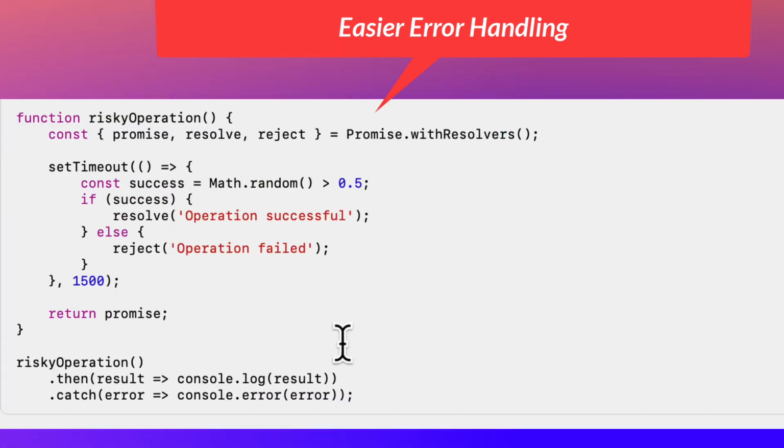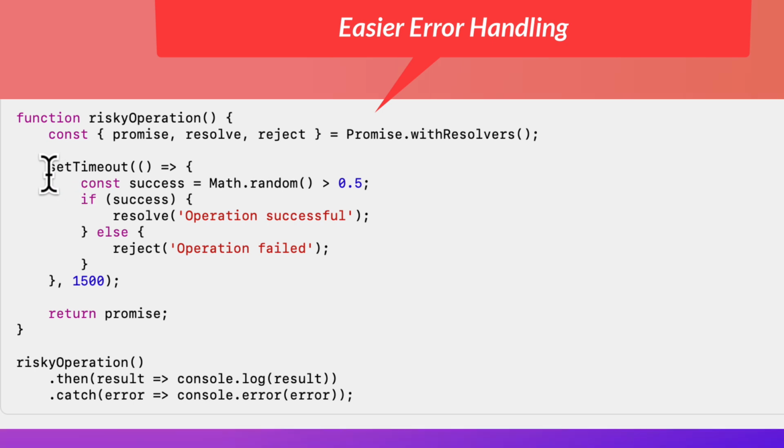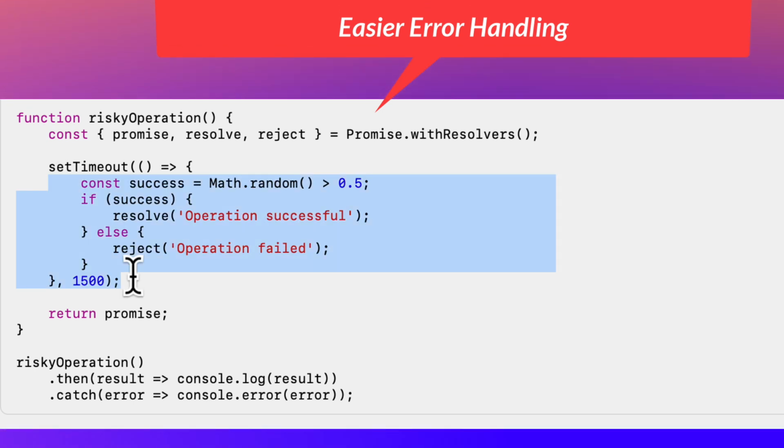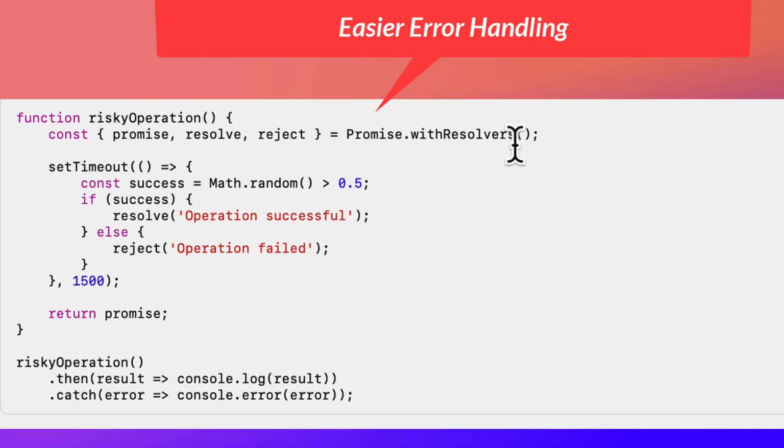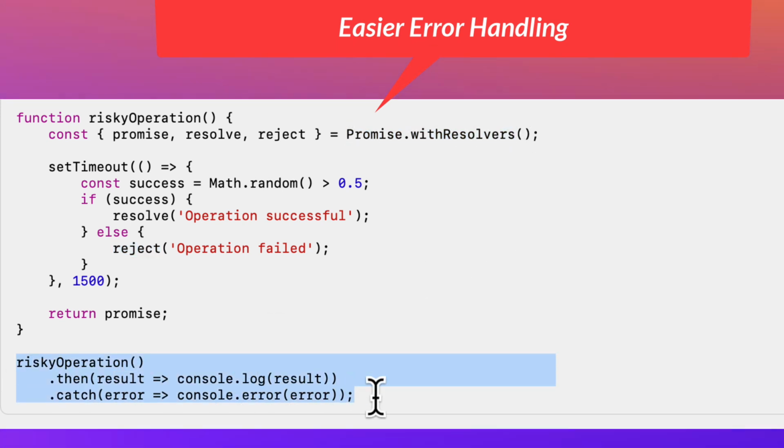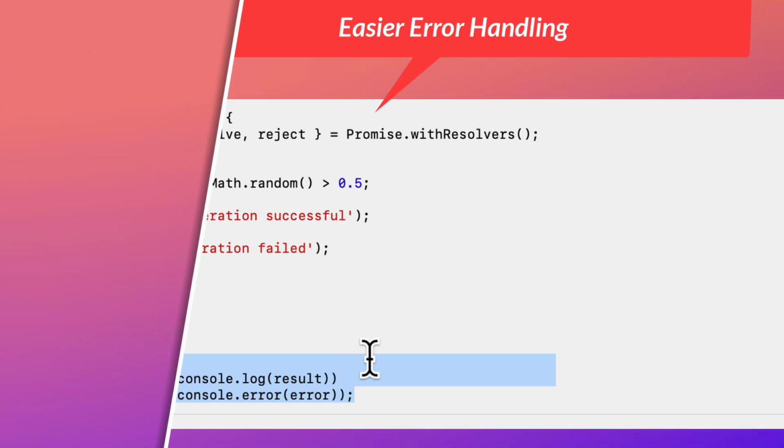Here in this example, we are simulating a 50-50 chance of success or reject. Promise.withResolvers lets us manage both outcomes cleanly with the same flow.